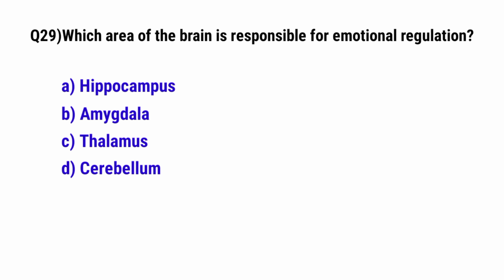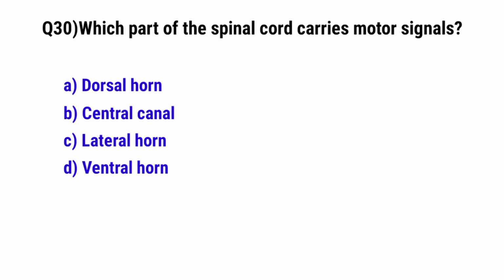Question number 29. Which area of the brain is responsible for emotional regulation? The correct option is B. Amygdala. Question number 30. Which part of the spinal cord carries motor signals? The correct option is D. Ventral horns.